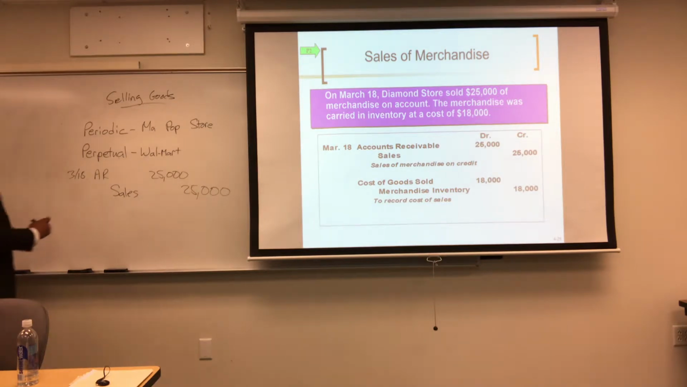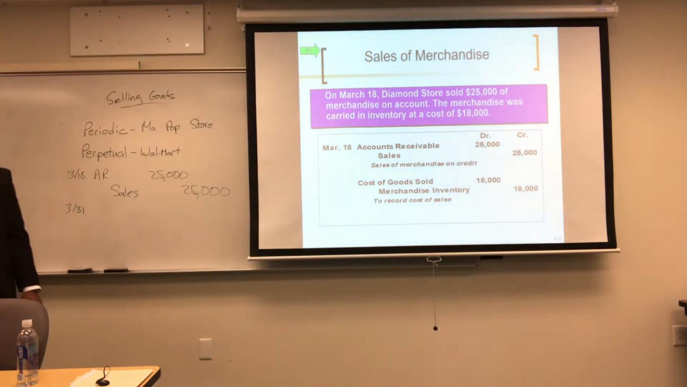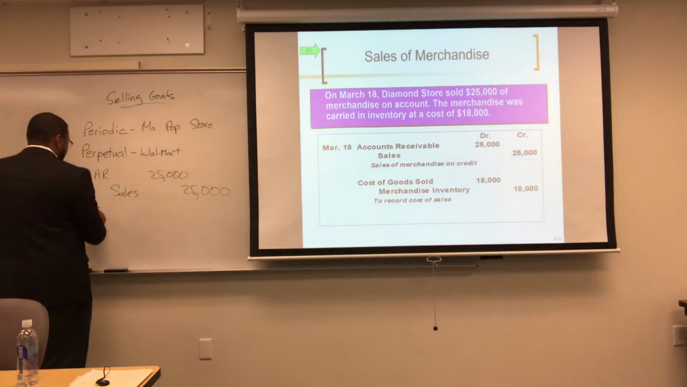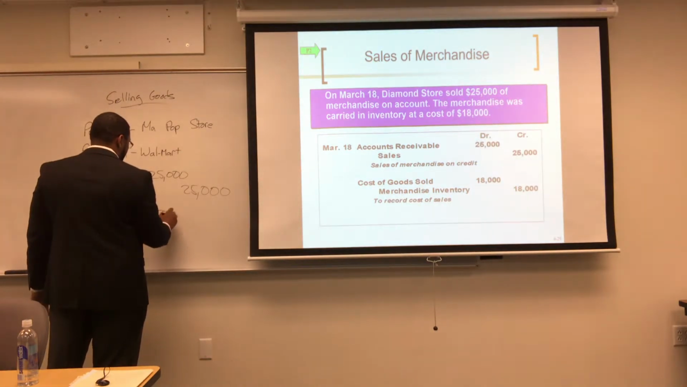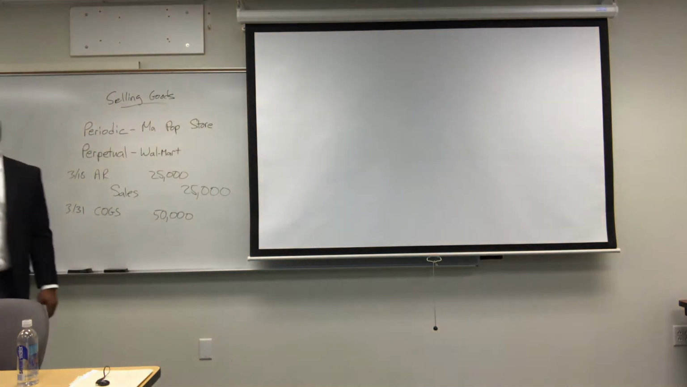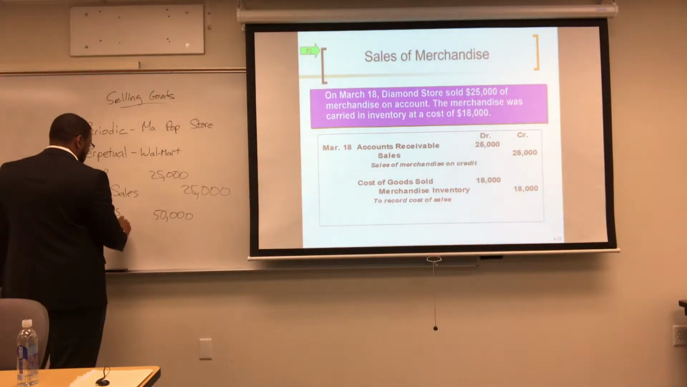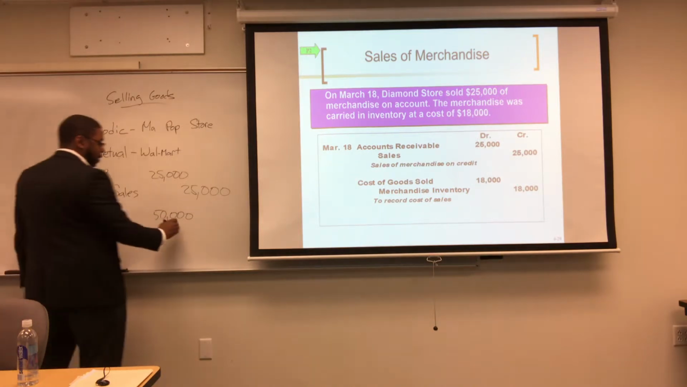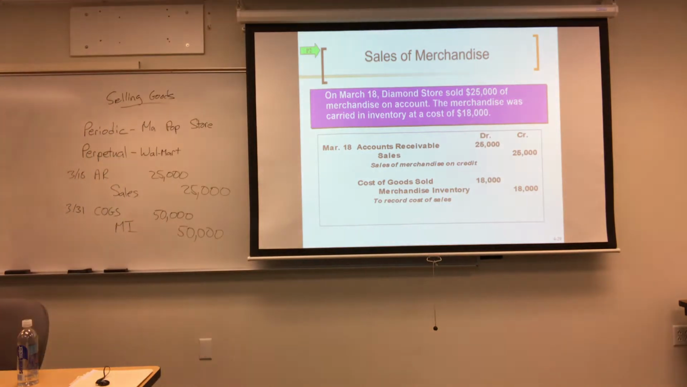And then at the end of the month, let's say March 31st, they do an inventory count, and they would come back and say, let's say we sold $50,000 of Tide. So we're going to debit cost of goods sold $50,000 and credit merchandise inventory for all the Tide that was sold in that month, not just for that one transaction. Everyone with me?